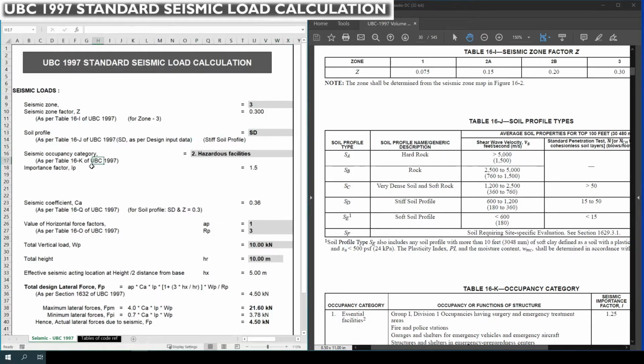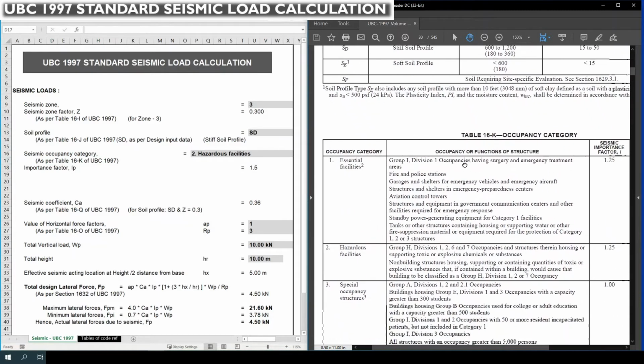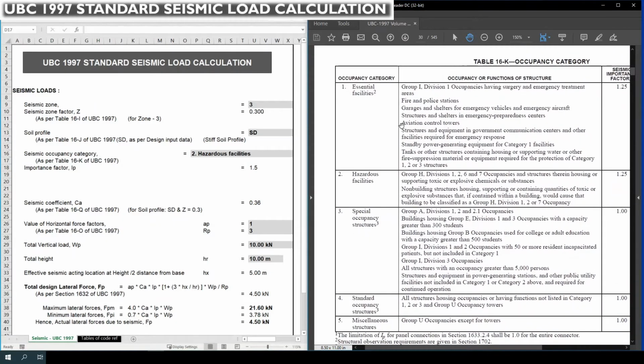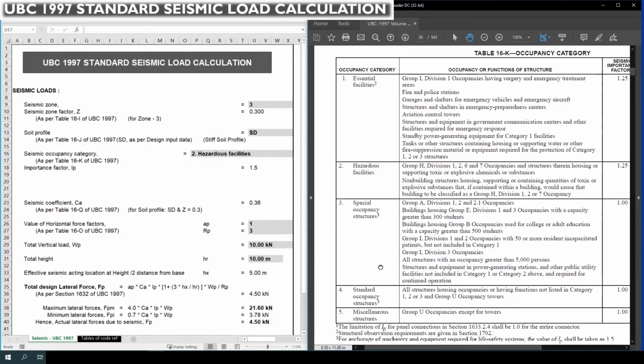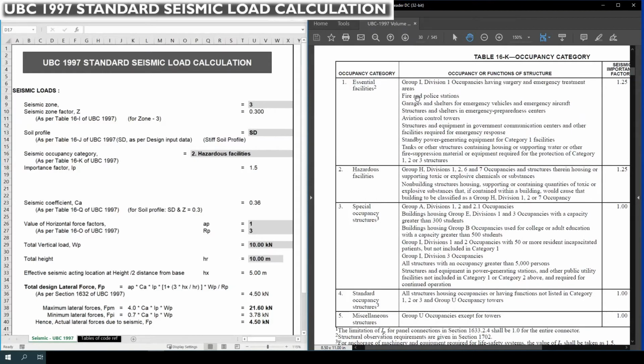Next one is seismic occupancy category. For that we need to refer to table 16-K, which is on the same page. There are 5 occupancy categories. You can see them in the right hand side PDF file: 1 essential facilities, 2 hazardous facilities, 3 special occupancy structures, 4 standard occupancy structures, 5 miscellaneous structures. The detailed descriptions of these occupancy categories are listed in the next column, like group I, group H, group A, all structures group U, likewise.